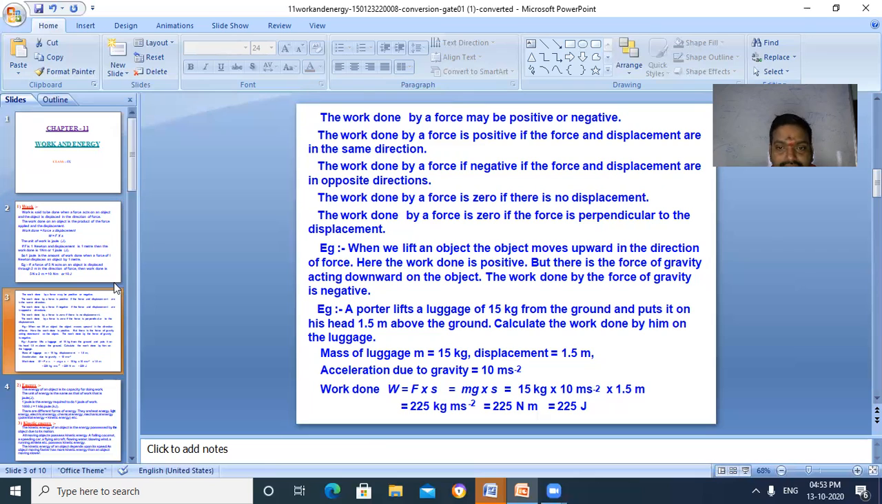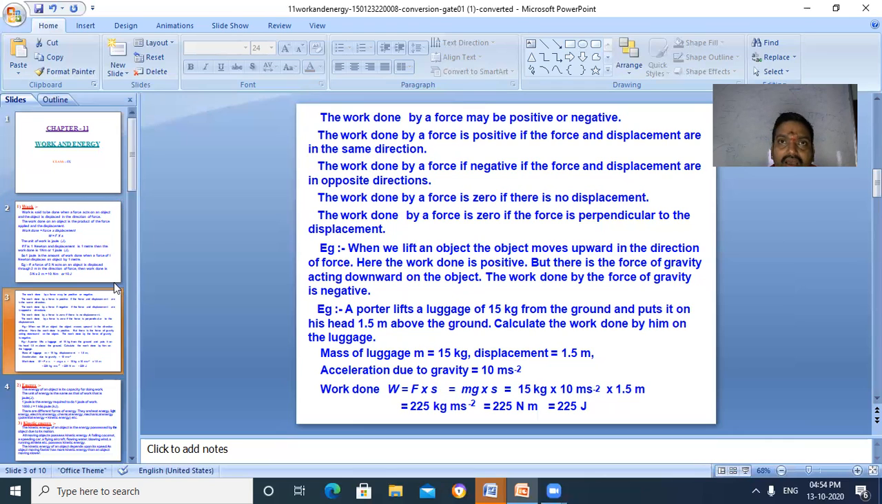Now again, work done by a force is 0 if the force is perpendicular to displacement. That is one more option. Work involves two vectors, force and displacement, and when you multiply one vector with another, it can be a cross product, which we call a vector product, or a dot product, which is a scalar product.